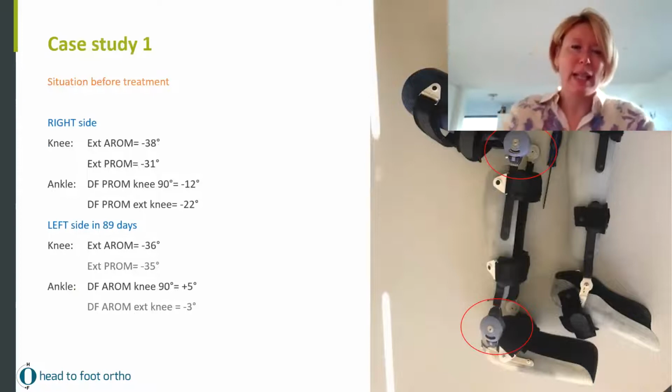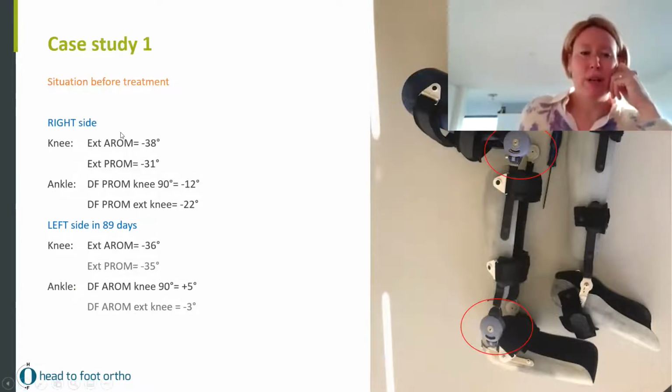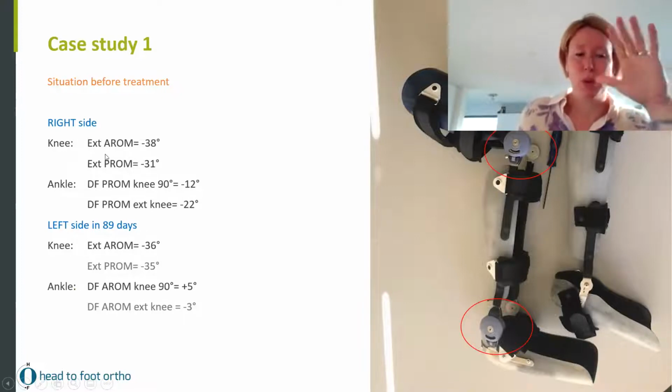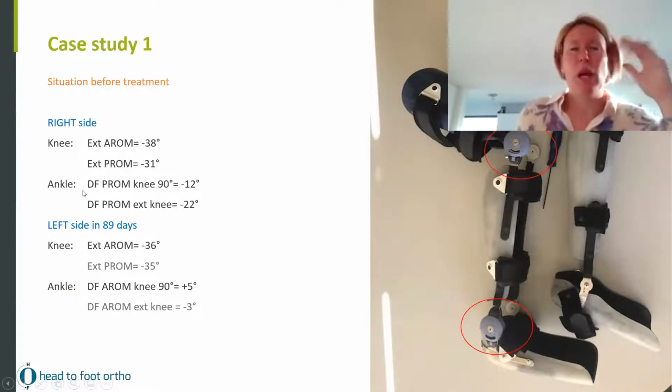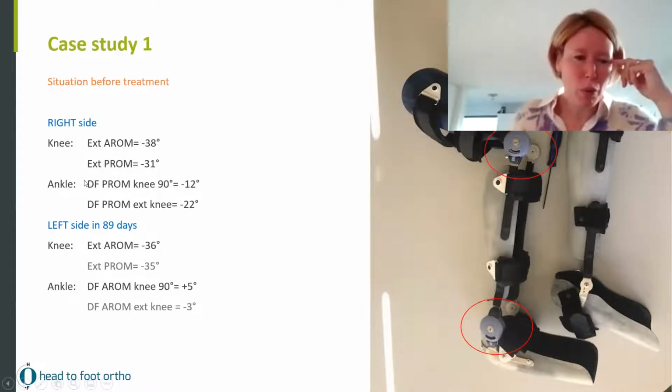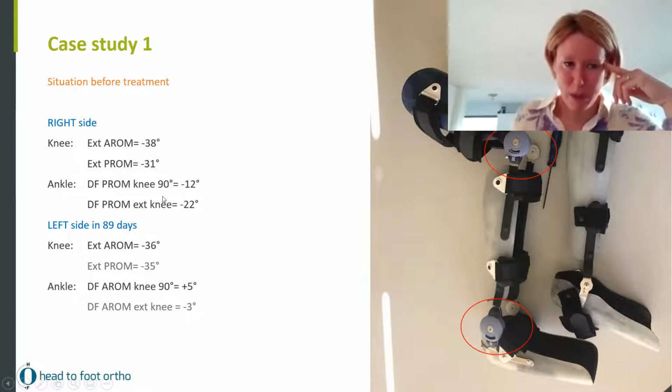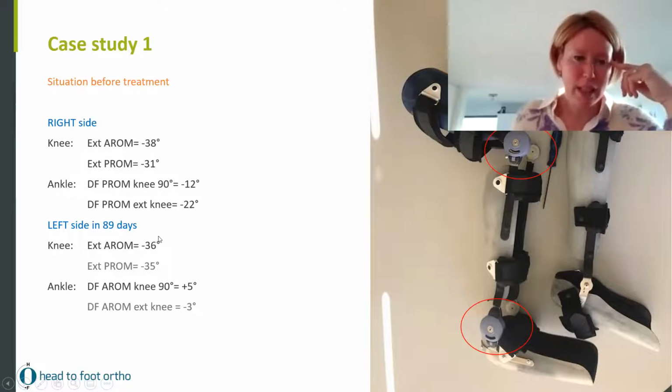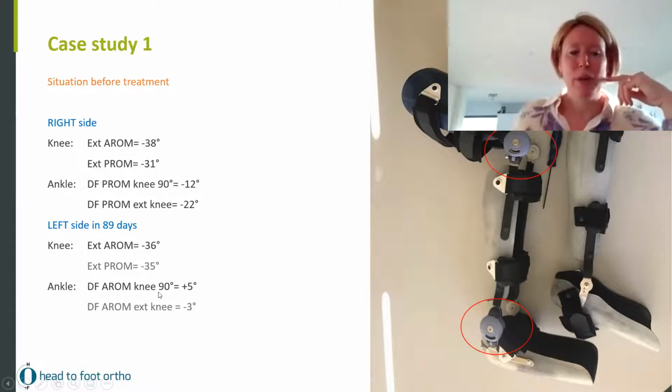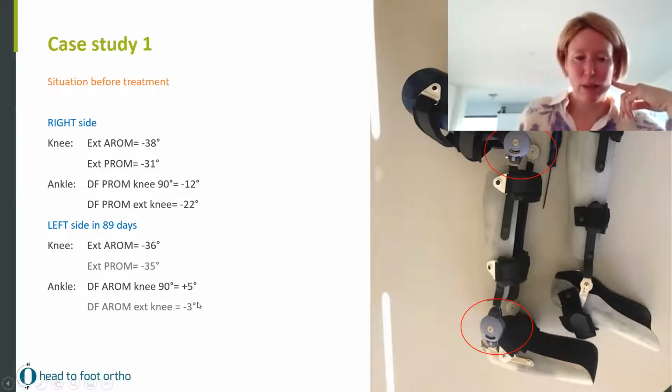If we look at the right side at the knee, you can see the active range of motion and the passive range of motion. So this was only orthotic problems. Well, we had a popliteus nerve damage, of course. And in the ankle at the right side, we saw that with the knee in 90 degrees we had a loss of 12 degrees in dorsal flexion, passive range of motion with an extended knee was minus 22 degrees. In the left side, we saw minus 36 and in passive minus 35 with the knee at 90 degrees. We can see here that we had 5 degrees and minus 3 degrees at the knee with the knee extended.